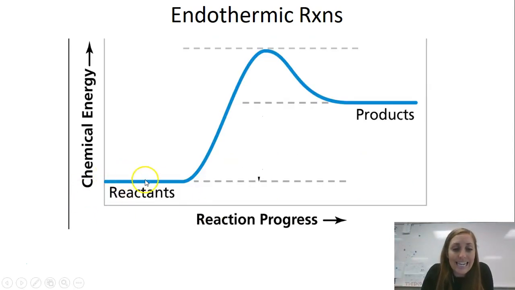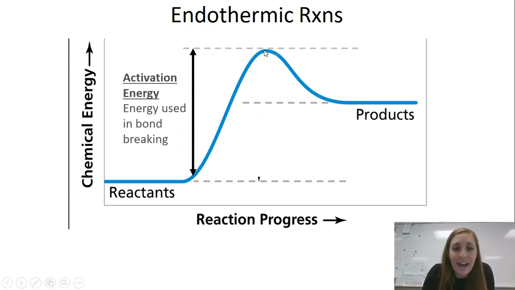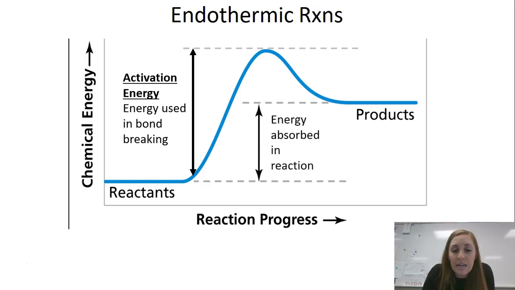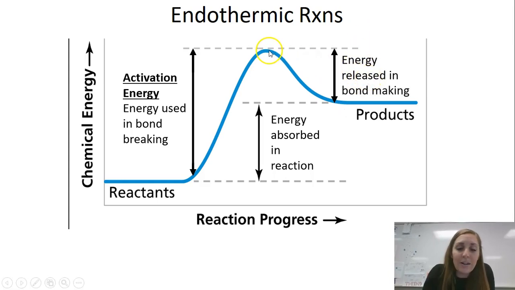So again, here is the energy of the reactants. This is the energy stored in the bonds. And then here is your activation energy. Always from the reactants to the top of the hill, that's the activation energy, energy used in the bond breaking. And here is the energy that is absorbed in the reaction. Notice this little bit is being released again. So from here to here, the difference between reactants and products is how much energy is being absorbed. And this is energy that's released in the bond making, the difference between the energy of the transition state, that high energy state, and the energy of the product.